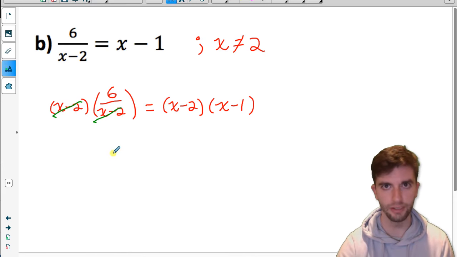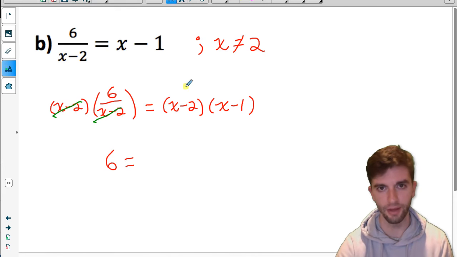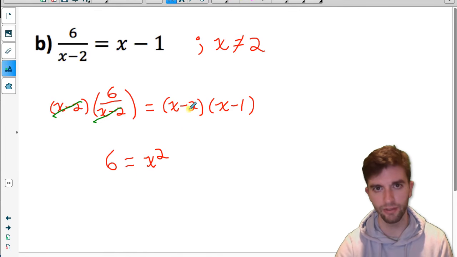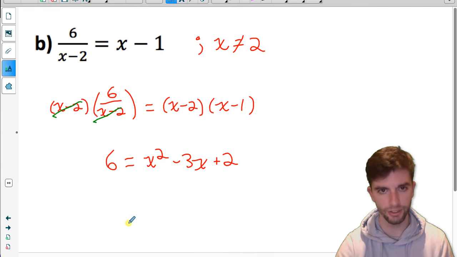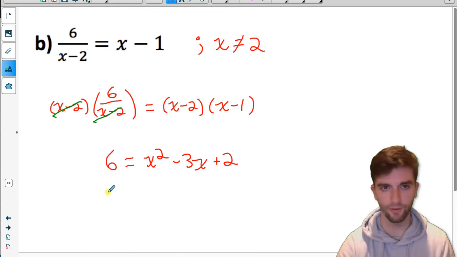So what I'm left with is 6 equals, and then on the right side of the equation, I could expand this. If we FOIL it out, I would get x squared minus x minus 2x, that's minus 3x, plus 2. It's a quadratic that we need to solve. You know how to solve quadratics, just set it to 0.